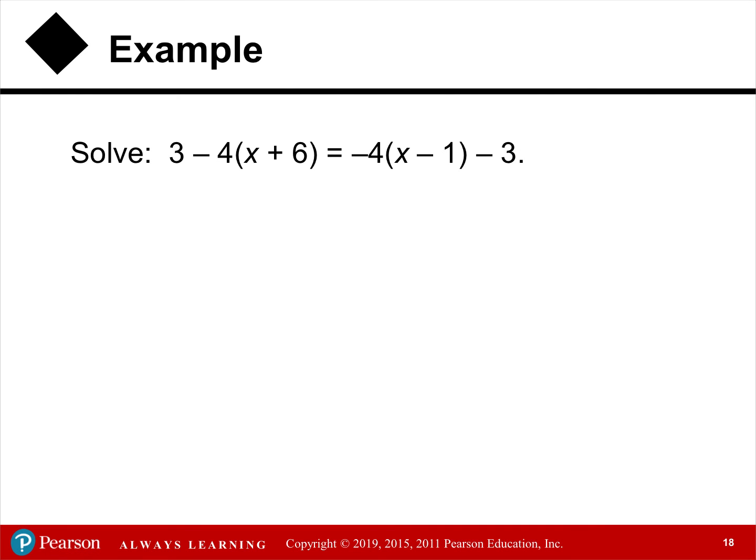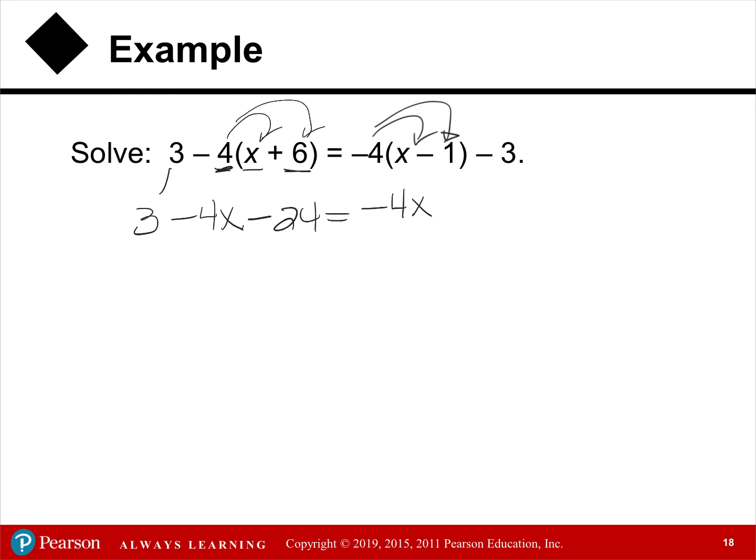Okay, now we're going to try this one. We'll do BEDMAS first, so we'll get rid of the brackets first. So I'm going to rewrite that. Then I'm going to go 4 times x, so that would give me negative 4x. 4 times 6, that would give me negative 24. This one times that one gives me negative 4x. This one times that one gives me positive 4 minus 3. So BEDMAS, remember: brackets, exponents, division, multiplication, addition, subtraction.